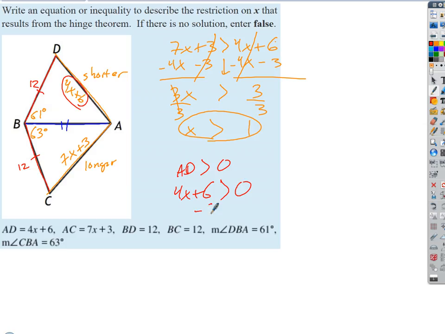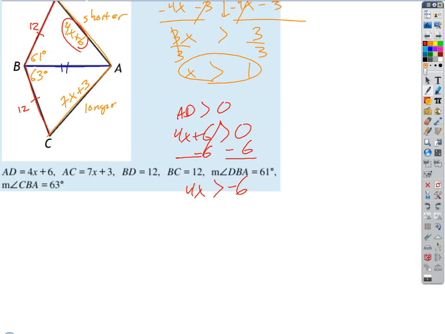Subtract 6. Okay, and then what's that going to do? Then we get 4x is greater than negative 6. Now there's a negative there, but what am I going to divide each side by? Now I can divide, that's positive. I can divide both sides by a positive number without flipping the sign, right? So I divide by 4, and I get x is greater than negative 6/4 reduces to what? Negative 3 over 2. So the same thing as negative 1.5. So that has to be true.